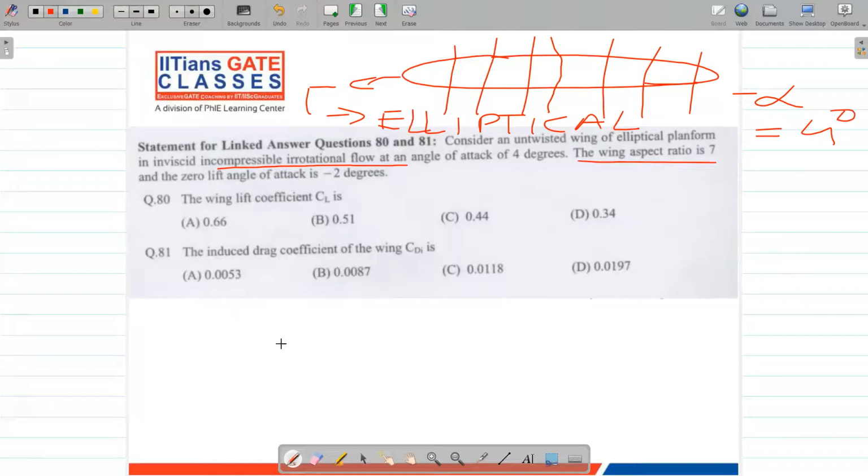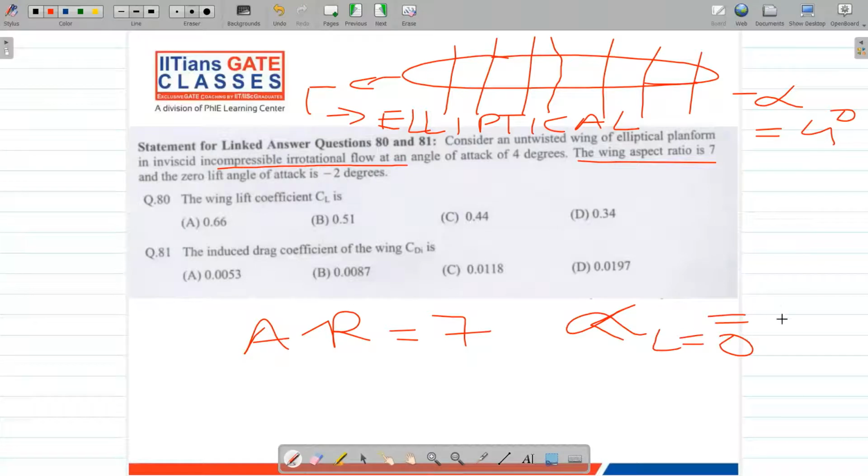The wing aspect ratio is 7. And the zero lift angle of attack is, so it's not a symmetric airfoil, so it has some zero lift angle of attack, and that is around -2 degrees. All right. Now what they're asking is what is the lift coefficient of the wing.